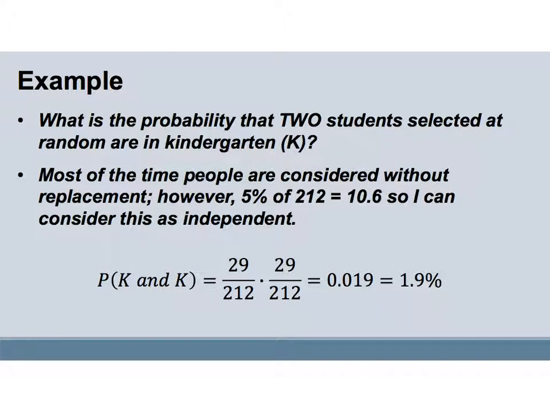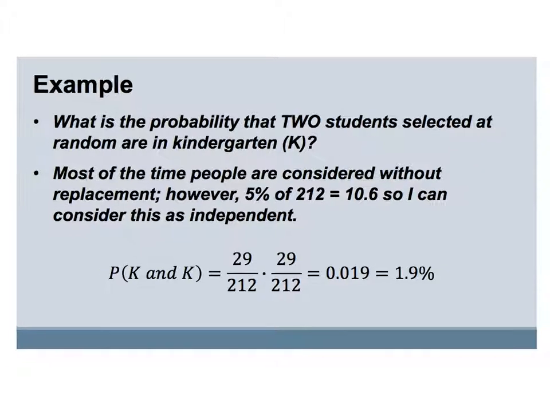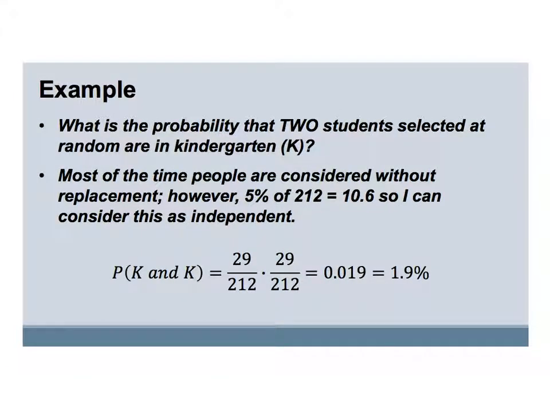Okay, and then this one, what is the probability that 2 students selected at random are in kindergarten? Now here is your multiplication thing. And most of the time when you're doing people, you consider them without replacement, basically because people get annoyed if you ask them the same questions over and over again. But I can use that 5% rule, and out of that 212, unless I'm taking 11 people, I can treat this as independent. So I'm just going to do the 29 over 212 twice, multiplying because I'm getting 2 students, so that's kindergarten and kindergarten, and I get 1.9%.